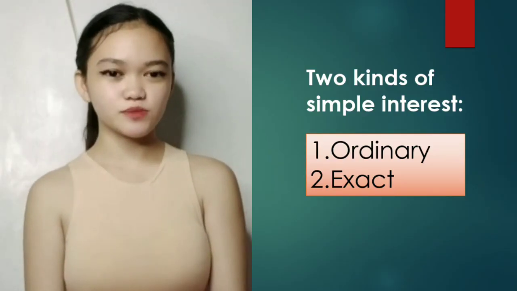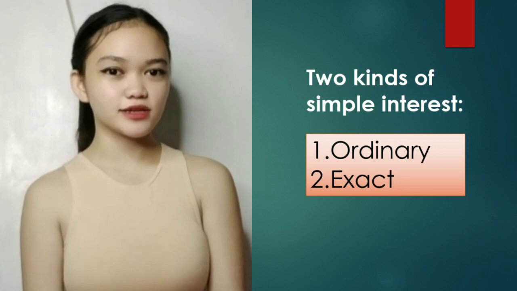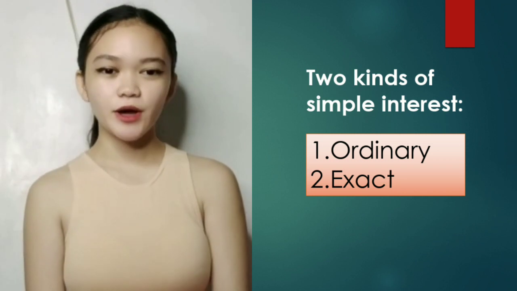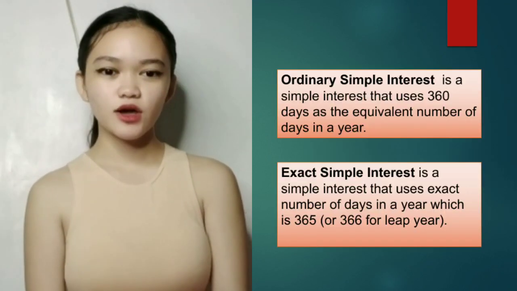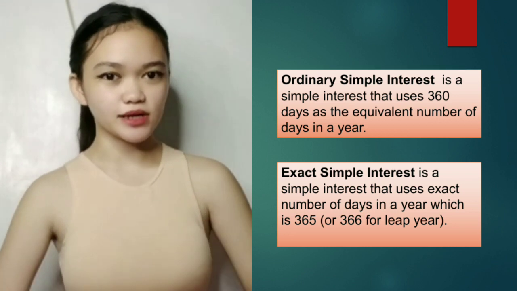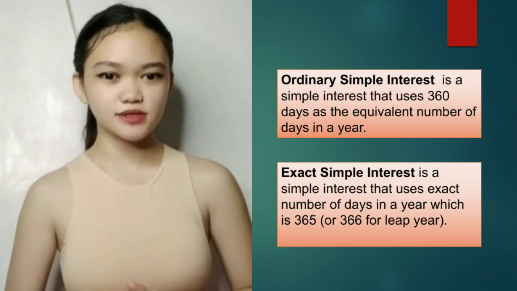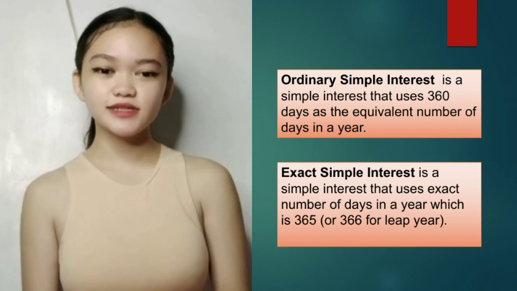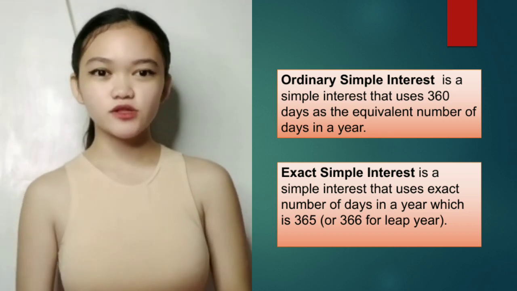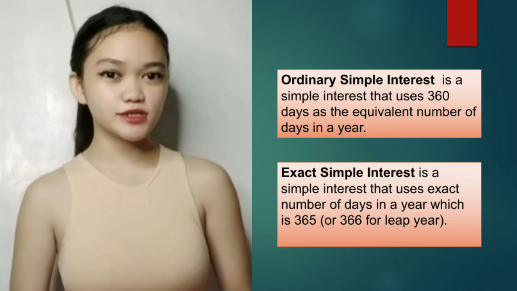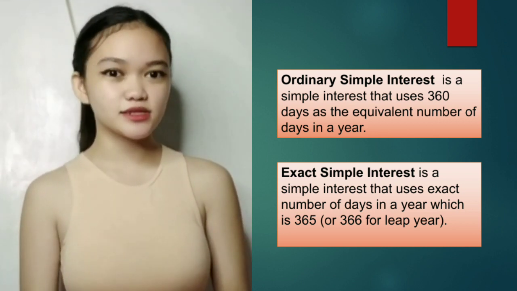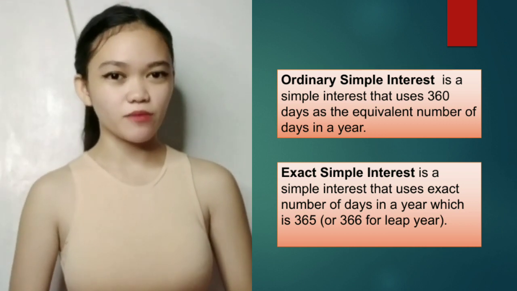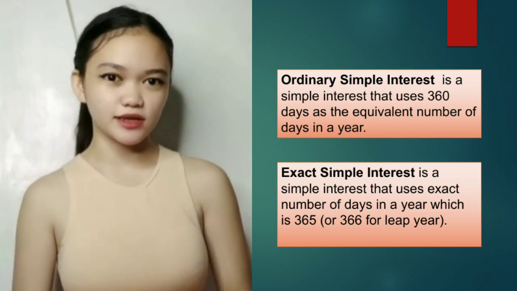There are basically two kinds of simple interest, ordinary and exact. These two terms use the same formula for solving the simple interest, but they differ in the time used. Ordinary simple interest is a simple interest that uses 360 days as the equivalent number of days in a year. On the other hand, exact simple interest uses the exact number of days in a year, which is 365, or 366 for a leap year. These two kinds of simple interest are only applicable if the unit of time used is in days.